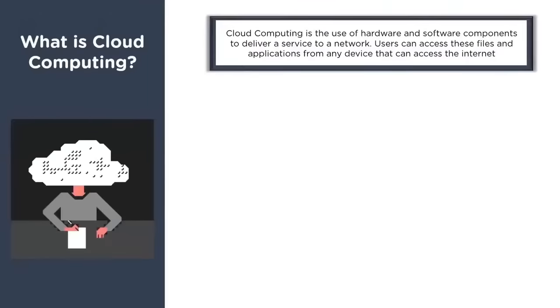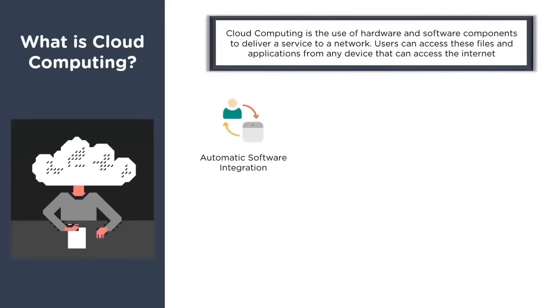Cloud computing is the use of hardware and software components to deliver a service to a network. Users can access these files, applications, and services provided by a cloud provider from any device that has access to the internet. In short, cloud computing is a way where a cloud provider provides access to different services such as resources. And when we talk about resources here, we talk about computing, memory, processing power, storage, and also different services which cloud providers make available for the users.